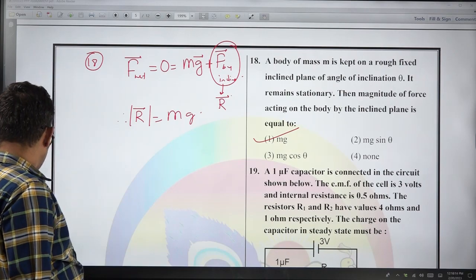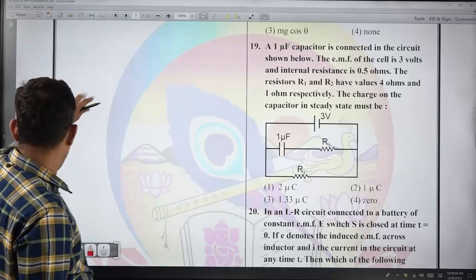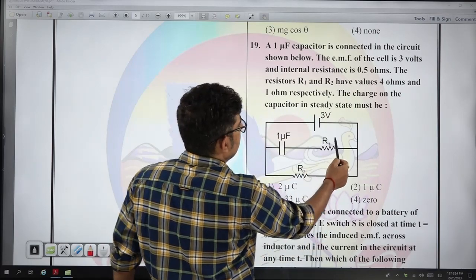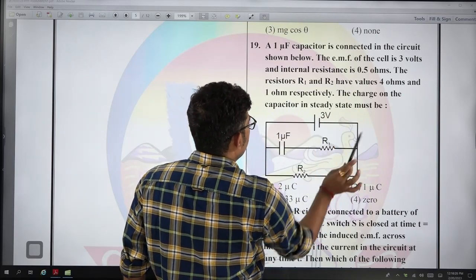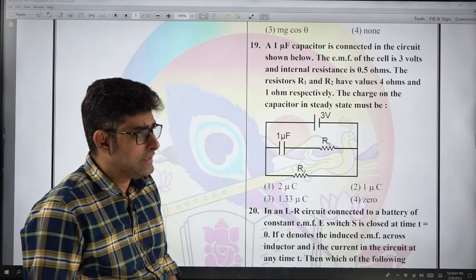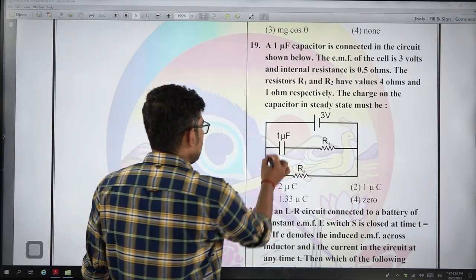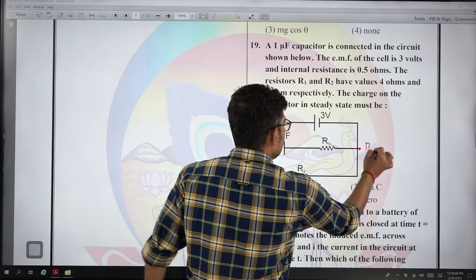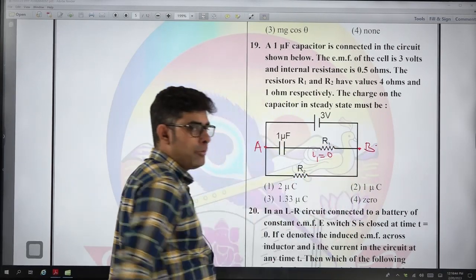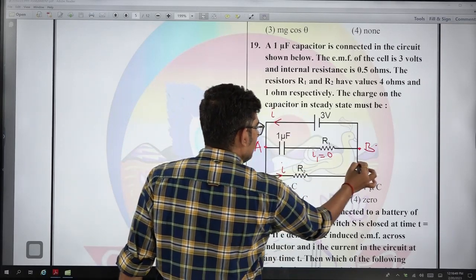Okay. Now next, 19th question. What they are saying, we have a 1 microfarad capacitor and it is connected in the circuit. EMF is given 3 volt, everything is known. They are saying charge on the capacitor in steady state. When we have steady state, there will be no current in this part. It will behave like an open circuit. So if I mark this point as AB, in this branch current I1 will become how much? 0.